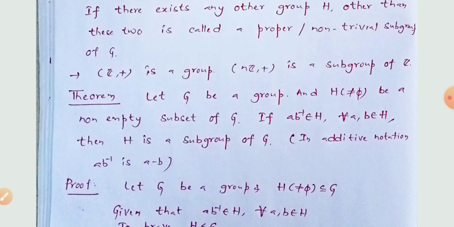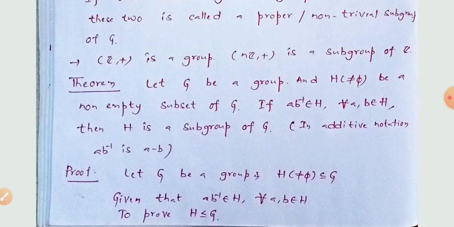Here I am going to show that H is a subgroup of G by using the condition ab⁻¹ belongs to H. We have to show H satisfies the group conditions: closure property, associative property, identity and inverse. Let G be a group and H a subset of G. Given that ab⁻¹ belongs to H for all a, b belongs to H, to prove that H is a subgroup of G.